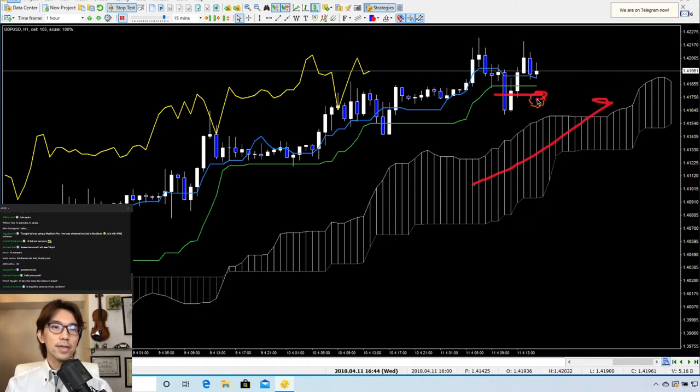Because the price is above the Kumo, and also the price is still above the Kijun Sen and Tenkan Sen too. And also the Chikou Span is above the candlestick. So this is basically still a bullish trend. If you look at the price action, the lows are getting higher and the highs are getting higher too. So in this case, we look for the buy chance. We never look for the sell chance in this particular condition. I would only look for the buy chance.